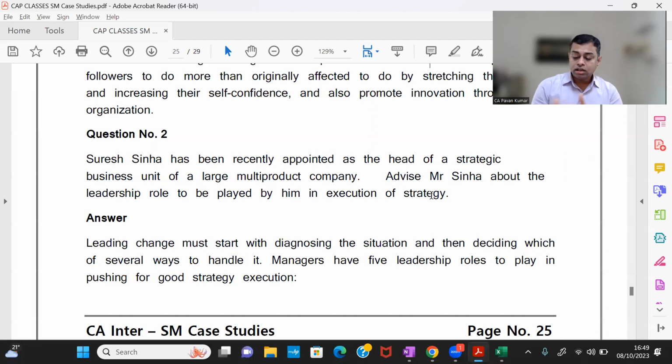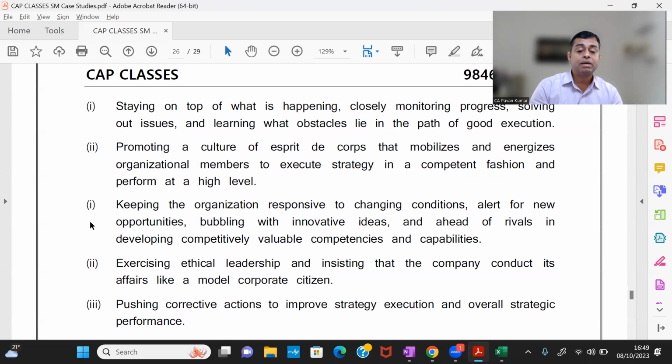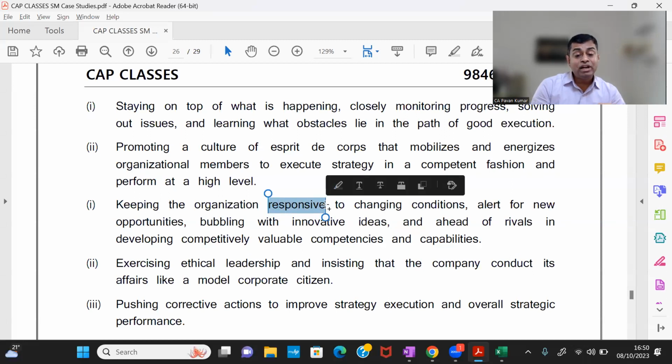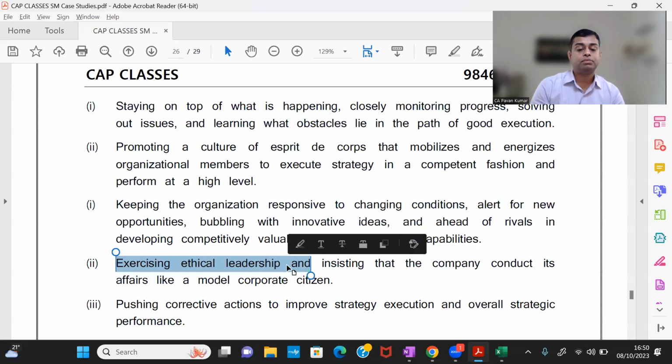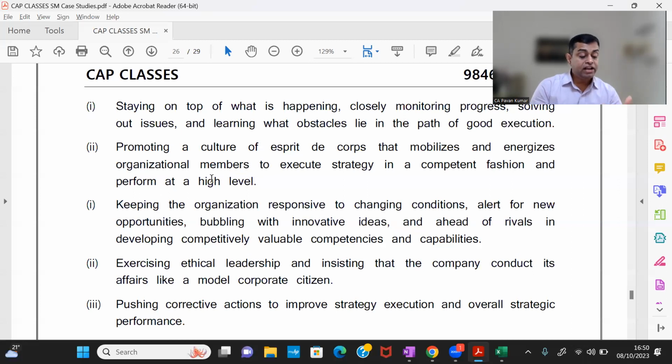Team building, staying on top, those kinds of things. Those five elements are there, no? In the ICAI study material. So you just need to write those five elements. What is the role of a strategic leader in strategy execution? See, these points, 1, 2, 3, 4, 5. This numbering is wrong. Staying on top. Promoting a culture of esprit de corps. Esprit de corps means team building. The third one is responsiveness, adaptability to change. The fourth one is ethical leadership. The fifth one is feedback and corrective actions. These are the five functions, five roles of a strategic leader in the context of strategy execution.